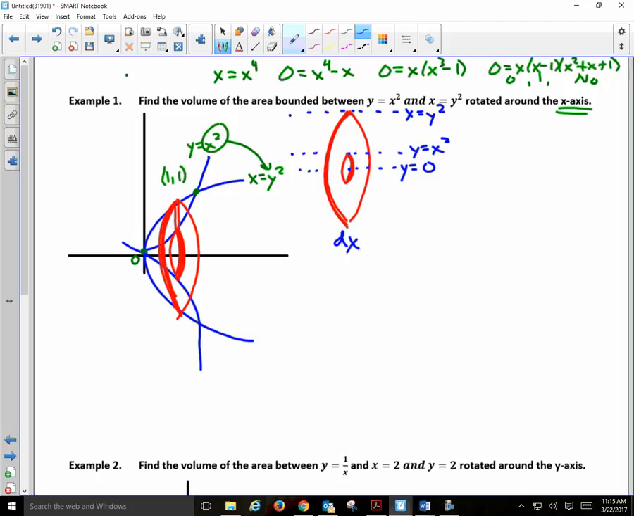Now, what's the width of this washer, dx or dy? Dx. So, notice what we have. If the width is dx, everything needs to be in terms of x, meaning it needs to be y equals. Here, y equals 0, good to go. y equals x squared, good to go. x equals y squared, got to solve for y. Square root both sides, y is equal to the root of x.